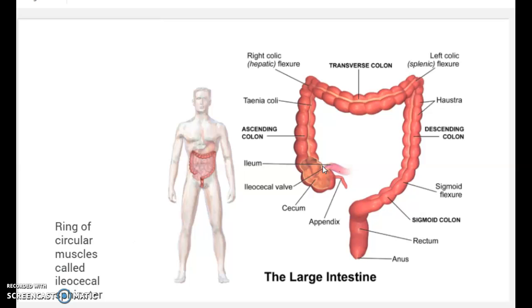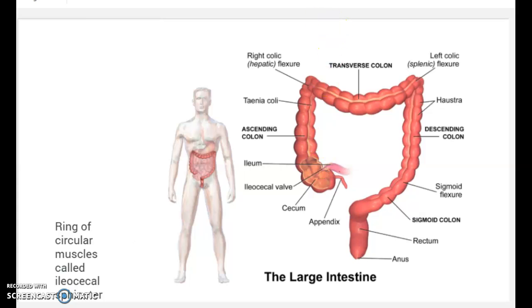When these circular muscles show relaxation, the sphincter opens and the food from the small intestine is poured into the large intestine. And when the circular muscle of the ileocecal sphincter shows contraction, food remains inside the small intestine. It is not going to enter into the large intestine.